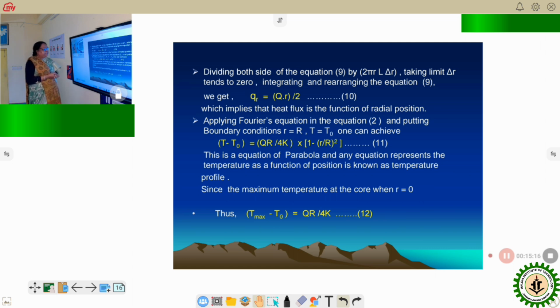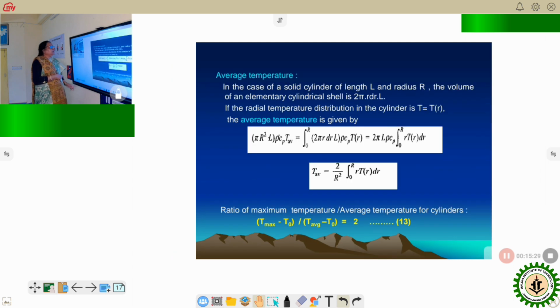And since the maximum temperature is at the core, when small r is equal to 0, then T max minus T0 should be QR²/4K, just putting small r equal to 0 in equation number 11. Average temperature calculation can be done using this equation.